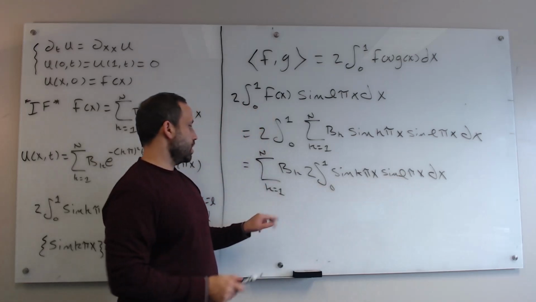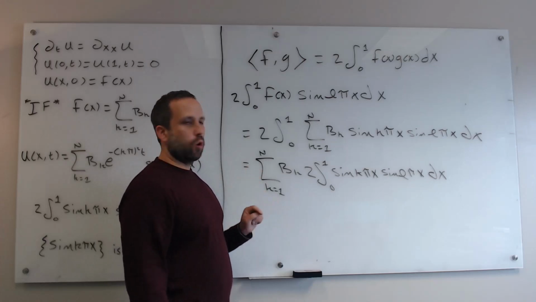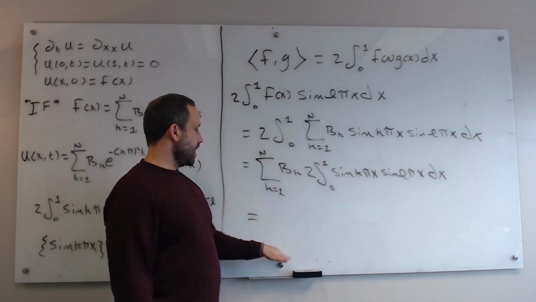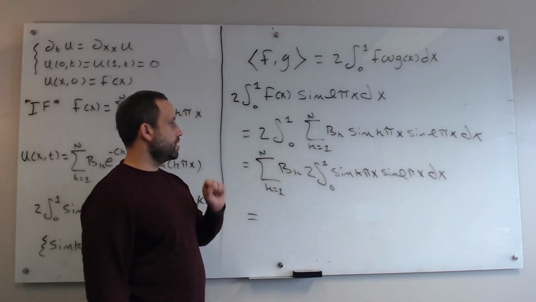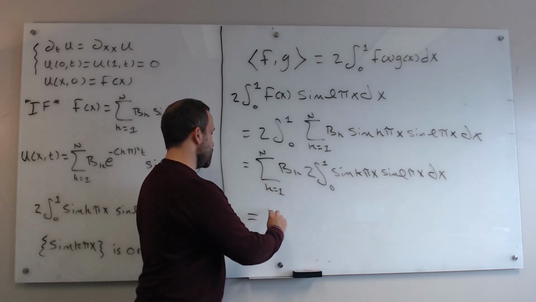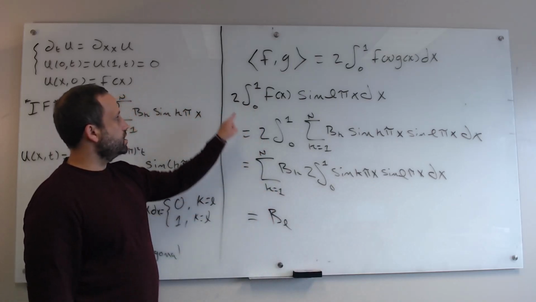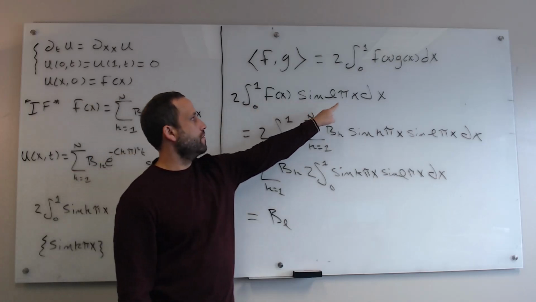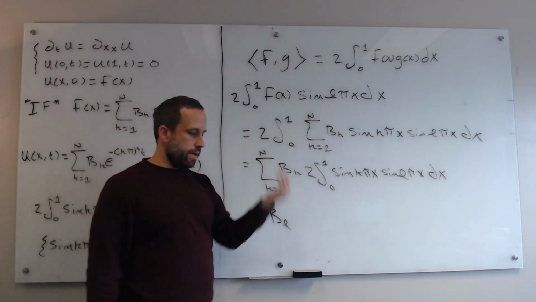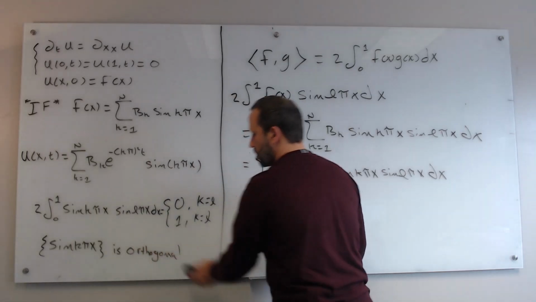So L is fixed, and we're summing over k. So the only term in this sum that's not equal to 0 is the term corresponding to L, assuming L is less than n. If L is bigger than n, they're all equal to 0. But if L is less than n, the only term that is not equal to 0 is the term corresponding to k equals L, in which case we have bL, and then this integral is equal to 1. So in other words, bL is equal to 2 times the integral of f of x times sine of L pi x. In other words, it's just the inner product of f and the sine function, which, if you remember from your linear algebra class, is exactly what we get when we have an orthonormal sequence. And the sine functions are an orthonormal sequence here.